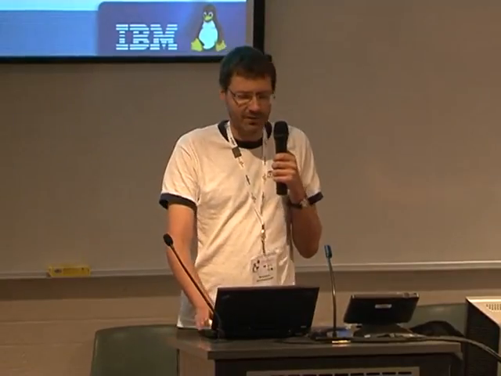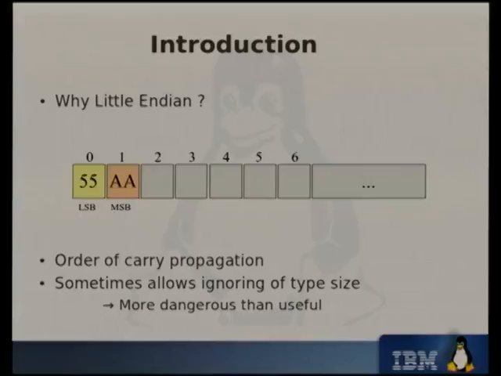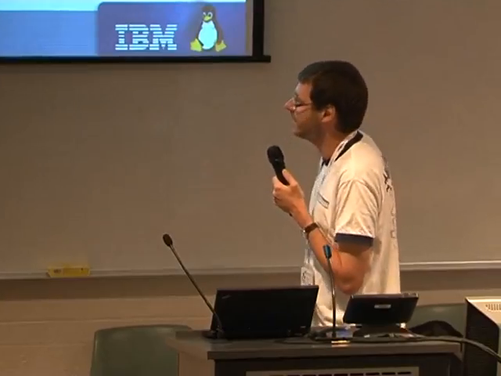It's really not that much of a useful thing outside of that. In Little Endian, similarly, it's the order of carry propagation, which used to have small advantages in ancient, very slow microcontrollers or microprocessors. It does allow you sometimes to ignore the type size when you do an access, but it is also where all the problems come from, or most of them. So this is, to some extent, a bad property.